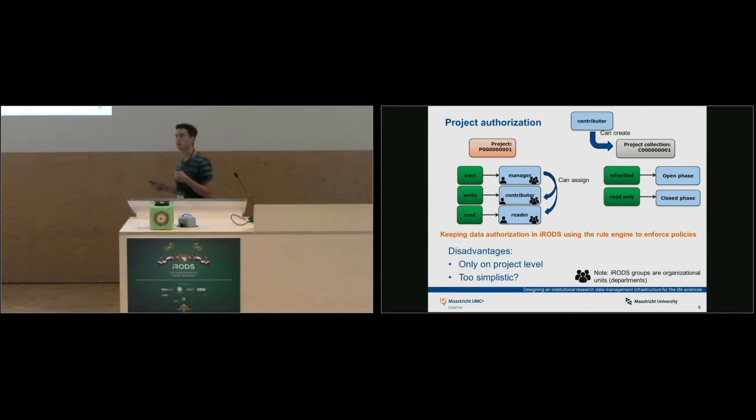To adhere somewhat to the data lifecycle, what we've done is that the moment a project collection has the inherited ACL, it's in the open phase and people can add data to it. And when the project collection is closed, we degrade all the ACLs to read only, and then it's in the closed phase and the data is stored.